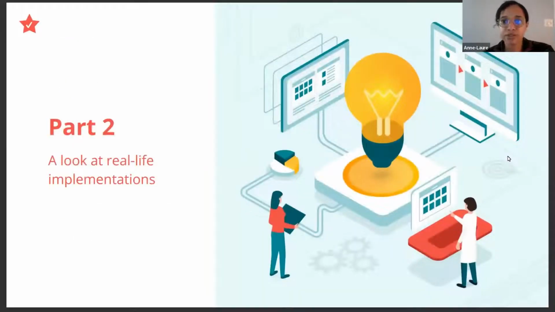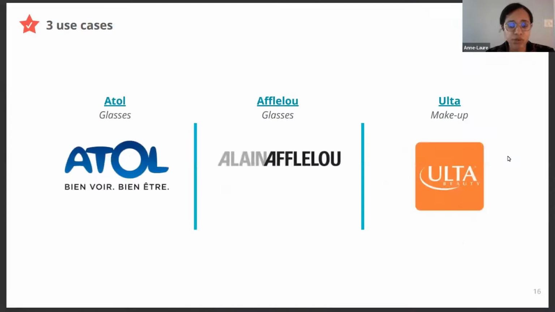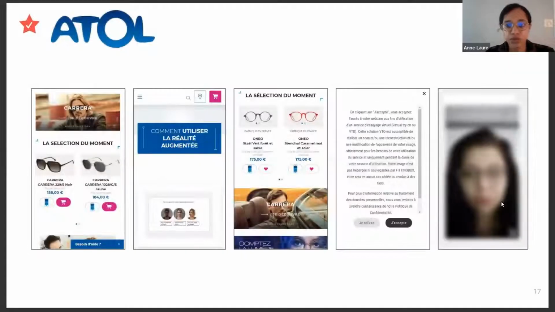So for the second part of our presentation, let's take a look at a few real-life implementations. So we asked a few testers, a few users, to go and test several websites. So we have here two optician websites, and the last one is a beauty e-commerce website. So for our first example, this is an optician website.